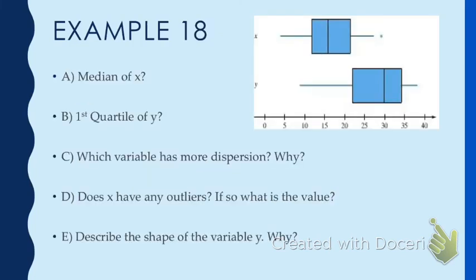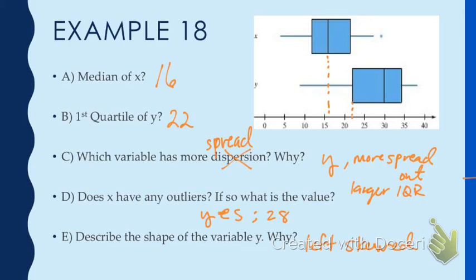Okay, last one. I want you guys to try 18 with your table. 53 centimeters long. So for the median, I said 16, but if you put like 15 or 17, I would still accept that. First quartile of Y, I said was at 22. Y had more spread, more dispersion. I looked at the IQR. You could have looked at the range as well.